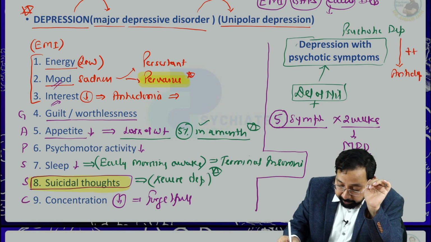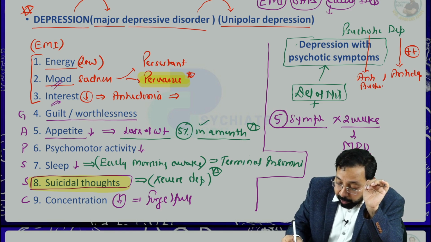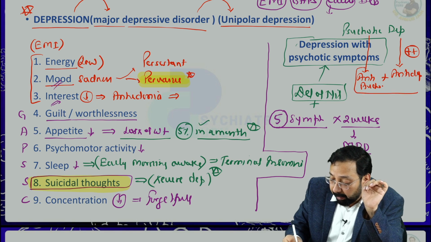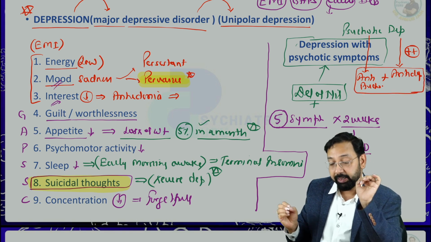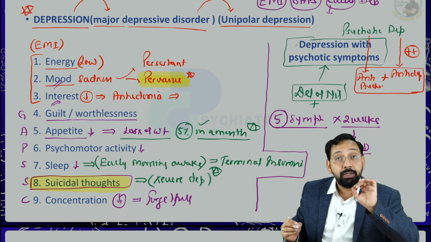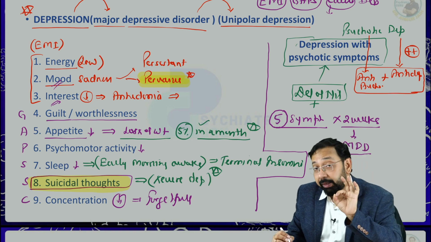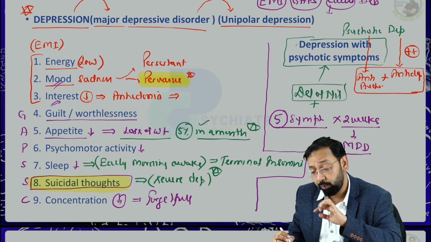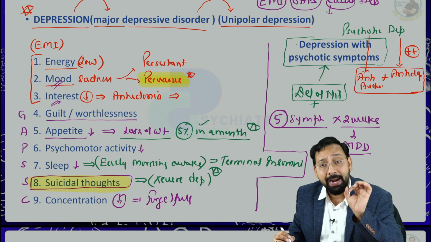Antidepressant treatment. If you want to treat psychotic symptoms, you will give an antipsychotic. So antidepressant plus antipsychotic is the treatment of psychotic depression. To treat the depression, antidepressant. To treat the psychotic symptoms, antipsychotic.